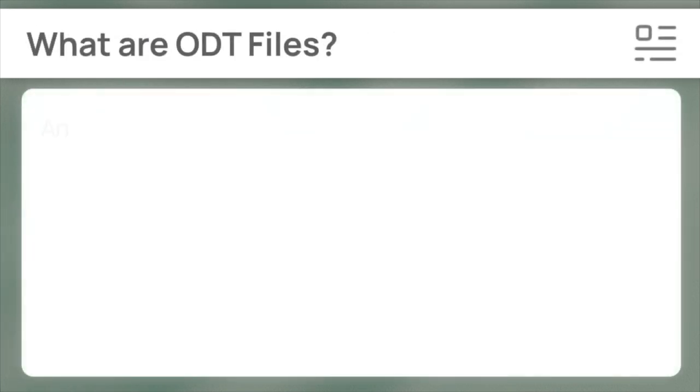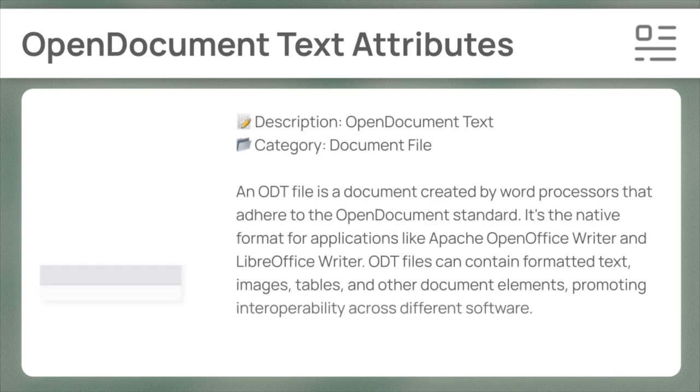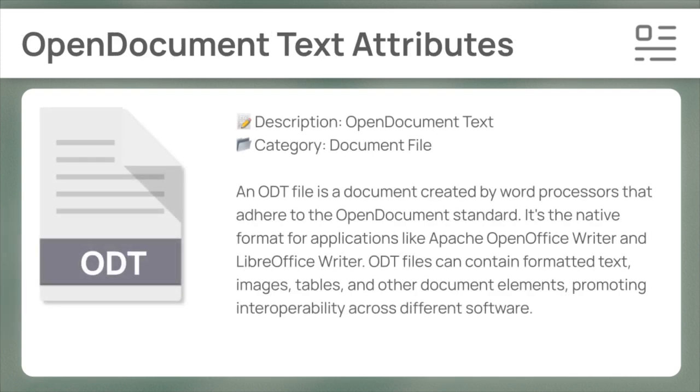When indexing, the system places ODT into the document file group for classification. The OpenDocument Text is the definitive structure for this data. An ODT file is a document created by word processors that adhere to the OpenDocument standard. It's the native format for applications like Apache OpenOffice Writer and LibreOffice Writer.